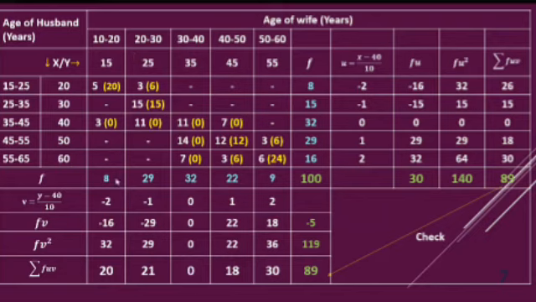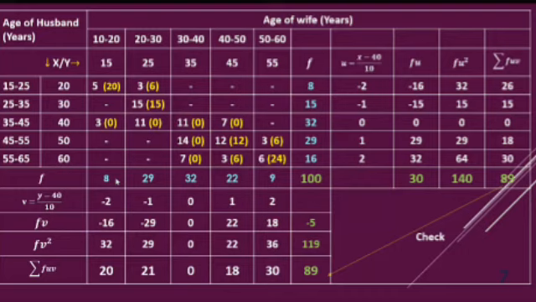Add 5 plus 3, 3 plus 15 plus 11, then 11 plus 14 plus 7, then 7 plus 12 plus 3, 3 plus 6, 9. When you add that, you will get 100. You have to get the row total of the frequency equal to the column total of the frequency. When you add along row and column, the total frequency should be the same. That is your 100 now.